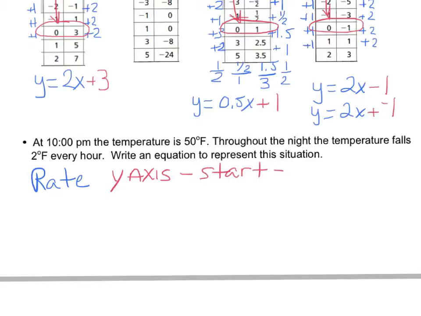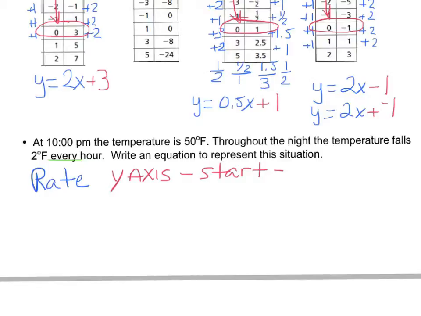All right. So at 10 o'clock p.m., the temperature is 50 degrees. Throughout the night, the temperature falls 2 degrees every hour. Write an equation to represent this situation. All right, so we've got some great words in here to help us out. I see right away the each, every, per. That means it's our rate.